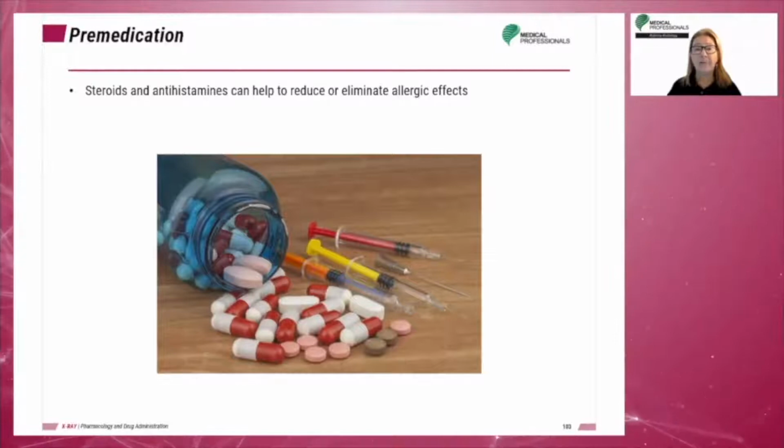Prednisone is a common steroid used. It can be given in small doses, 13 hours, 7 hours, and an hour prior to contrast injection. Another option is diphenhydramine, which can be given an hour prior to a contrast injection.